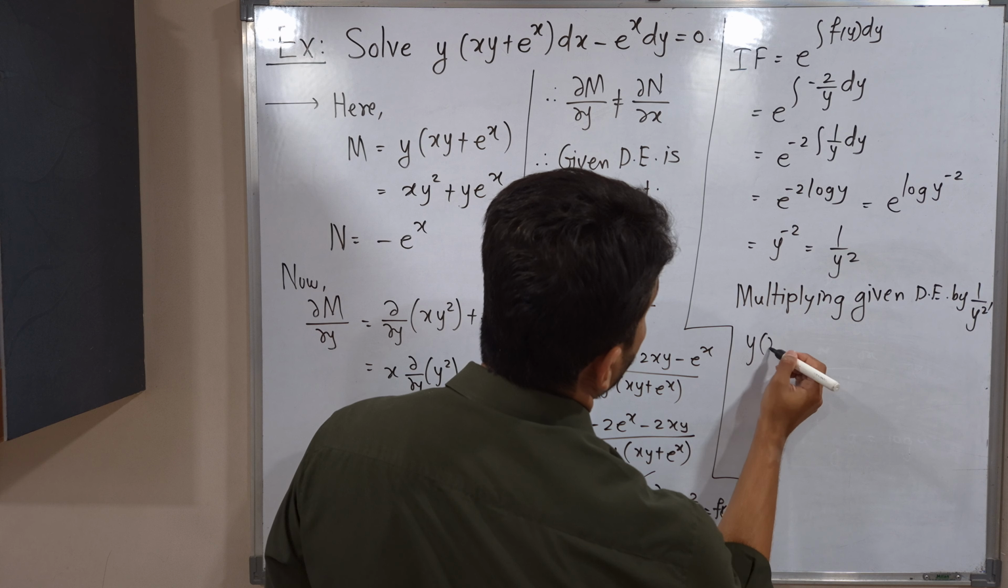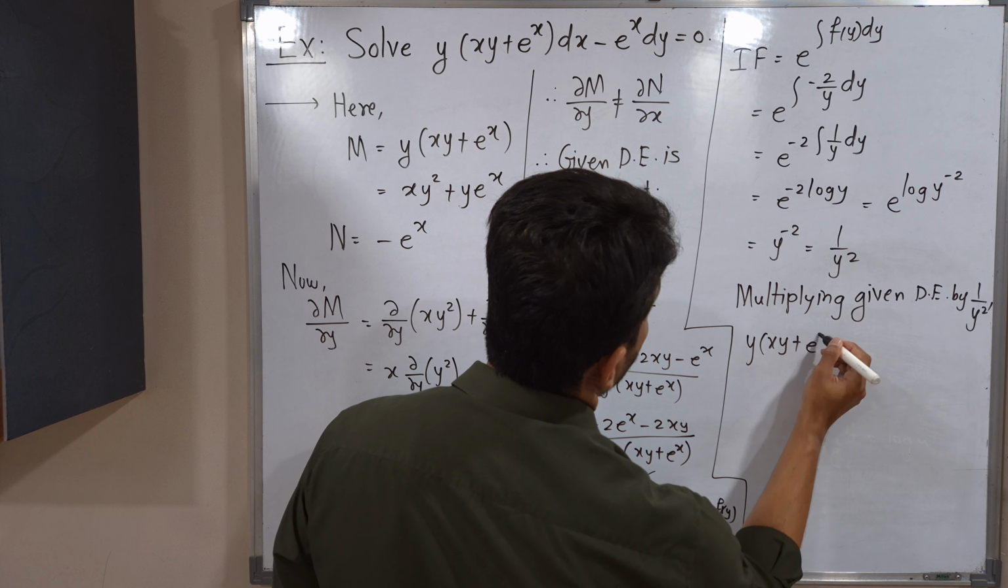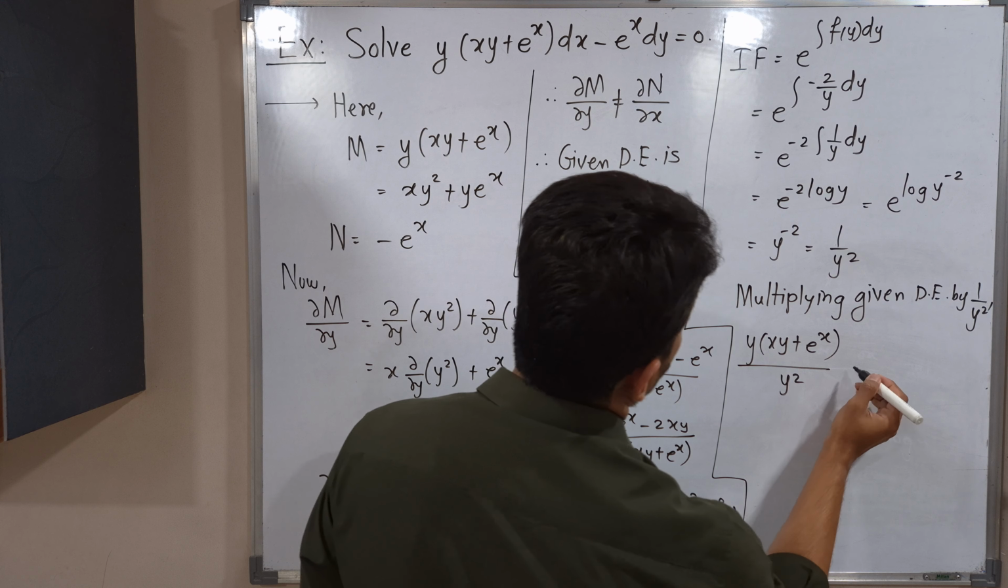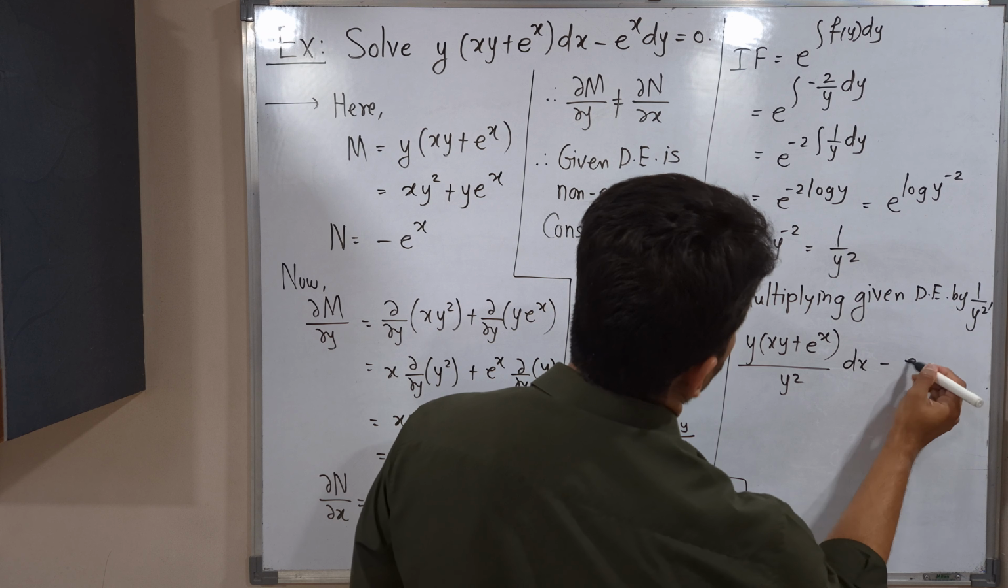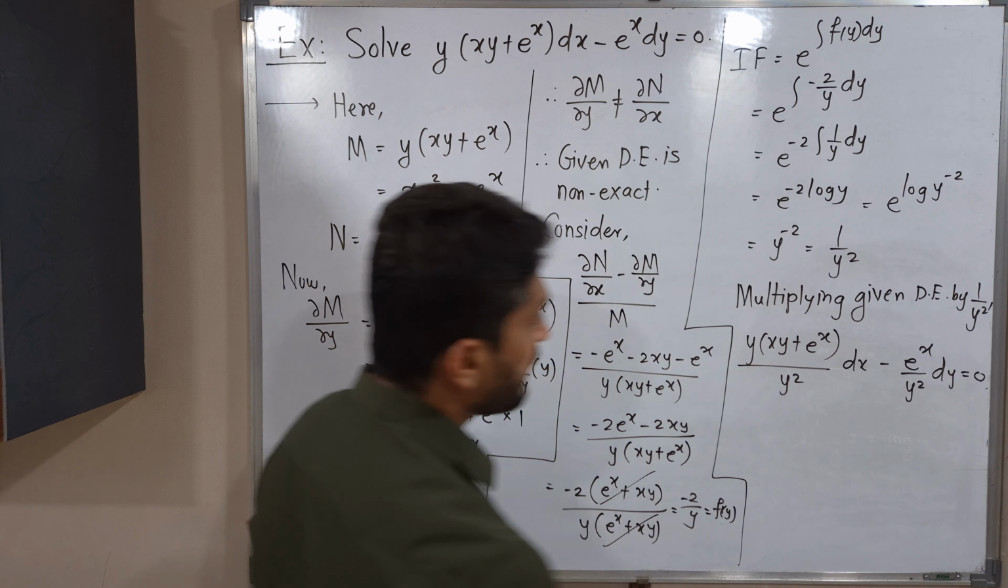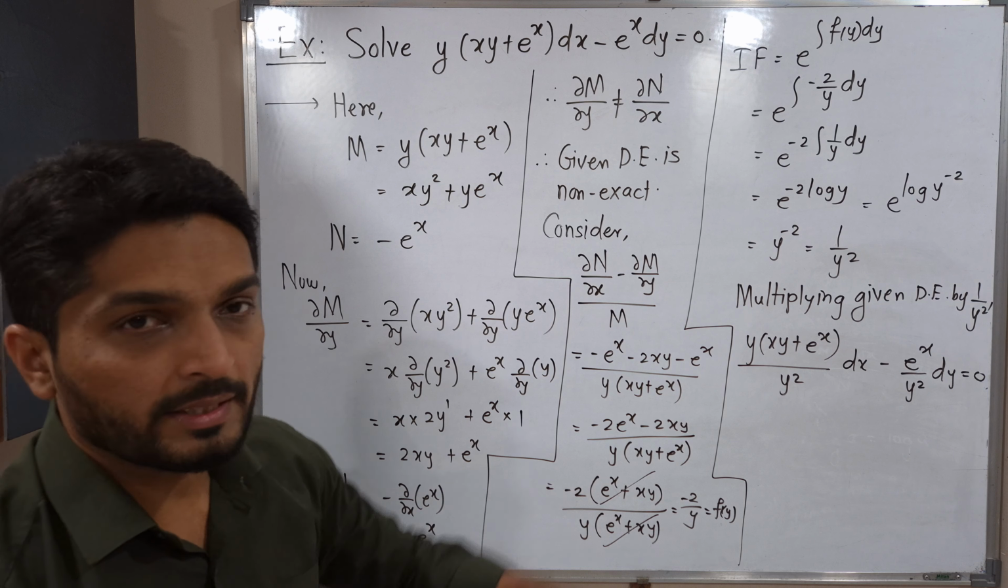So xy plus e raised to x, y square. It is in the denominator, no? So that's why it will appear here also in the denominator. Minus e raised to x upon y square dy is equal to 0. Can we cancel anything? Yes. y will get cancelled.